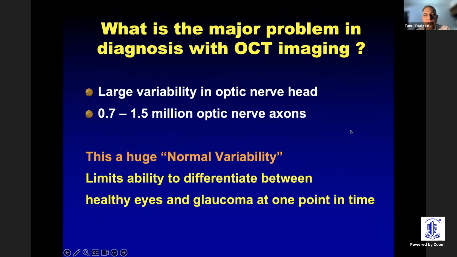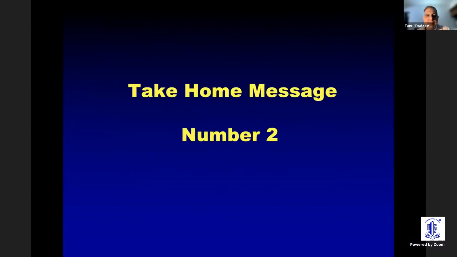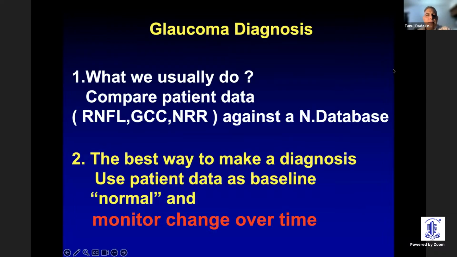Now, the major problem in all these imaging technologies is that there is a huge variability in the optic nerve head structure and the number of axons in the optic nerve head. So it is very difficult to differentiate normal from glaucoma at one point in time. So the best technique is to follow up the patient over time and compare the patient against his own baseline database. And if you see a change over time, that is the best way to diagnose glaucoma, and do not make a diagnosis at a single snapshot of the OCT.